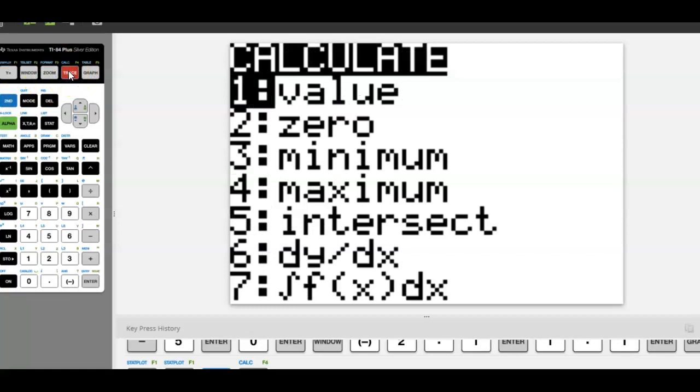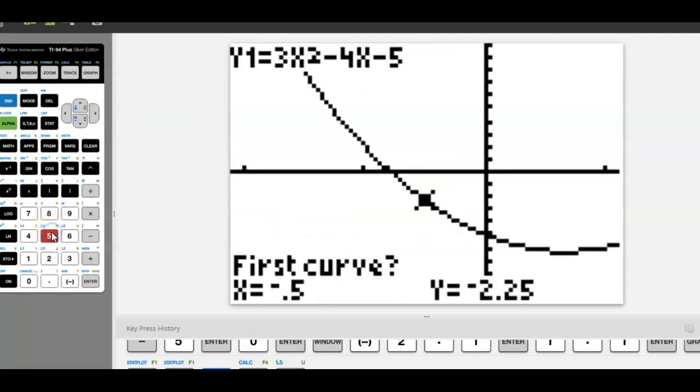Second, calculate. Above the trace button, you have all these calculate functions. Now, there's a calculate 0, but that doesn't really find zeros that just touch the axis, so I like to use this method of intersections where you add a function where y is equal to 0. So I'm going to do 5, intersect.